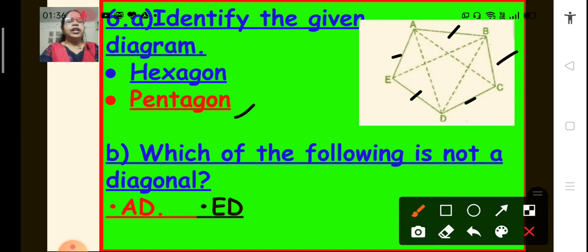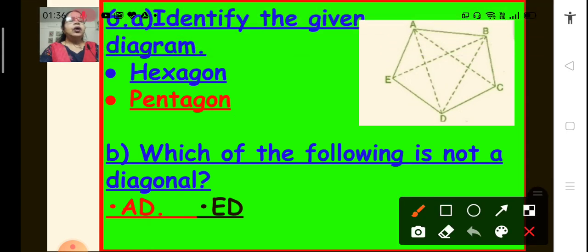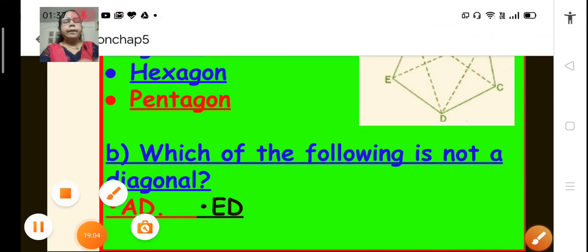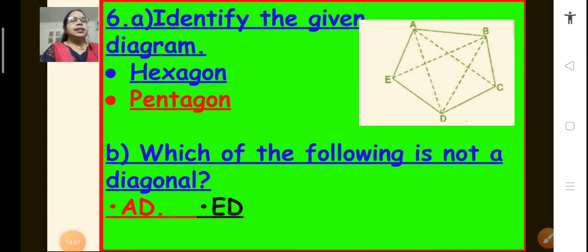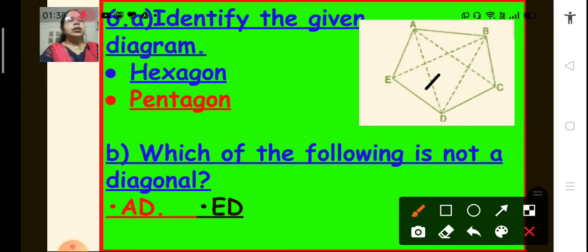And which one of the following is not a diagonal? What is a diagonal? When we join the vertices which are not adjacent of a polygon, then we get the diagonal. Okay. So which is not a diagonal? AD, this is AD. Yes, AD is a diagonal because it is joining vertices which are not adjacent, A and D.